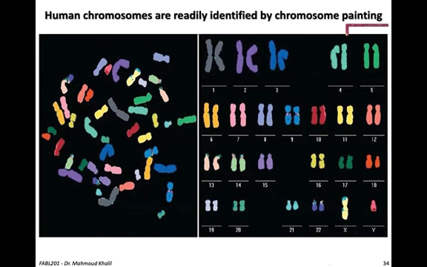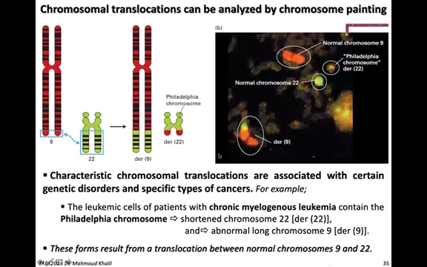So why is this technique very important? You can develop this technique to observe abnormalities in chromosomes. Normally, this is chromosome 9, and this is chromosome 22. Okay? So these are normal chromosomes. If something occurs like a translocation of a part of chromosome 9 to chromosome 22, it will generate a chromosome that is called derivative 9, or der9, and another one which has a part of chromosome 9, which is called derivative 22, and normally it is called the Philadelphia chromosome.